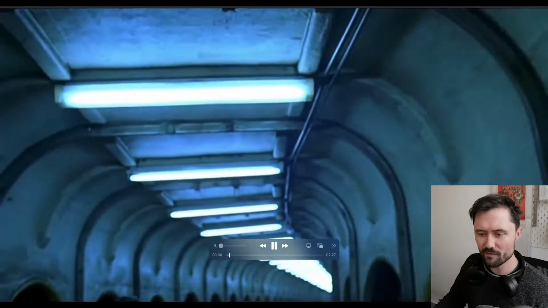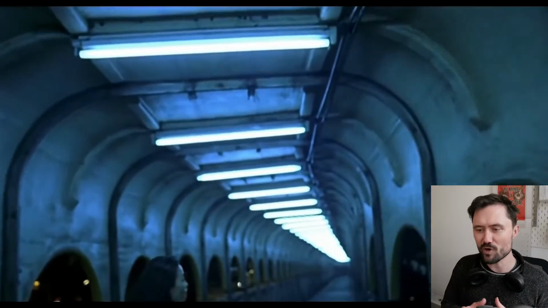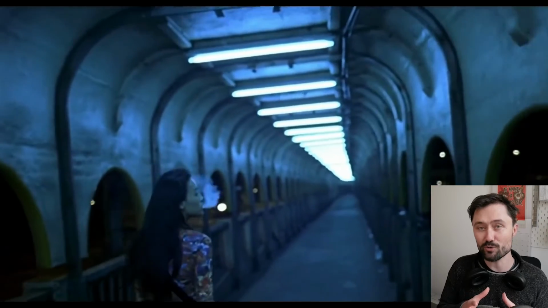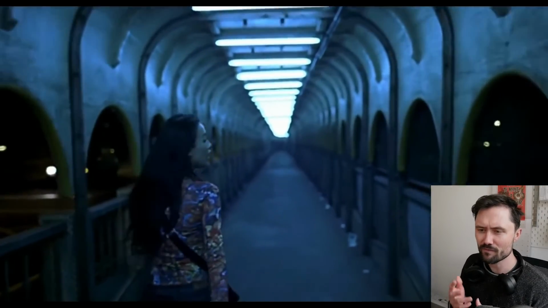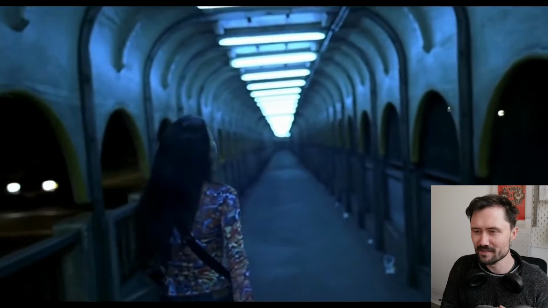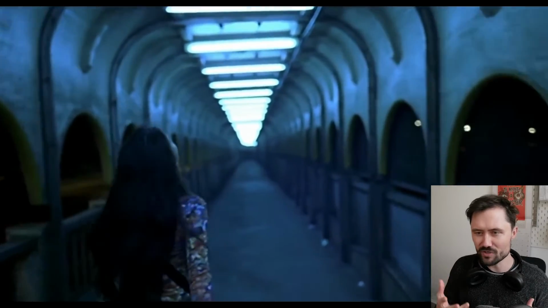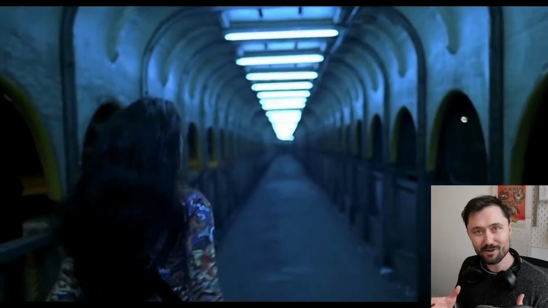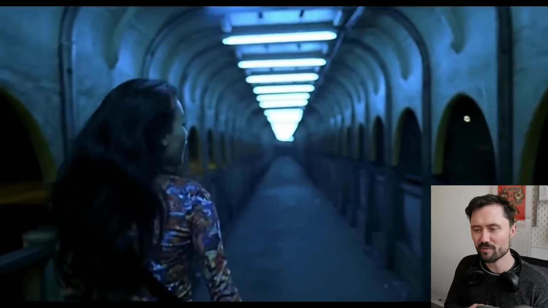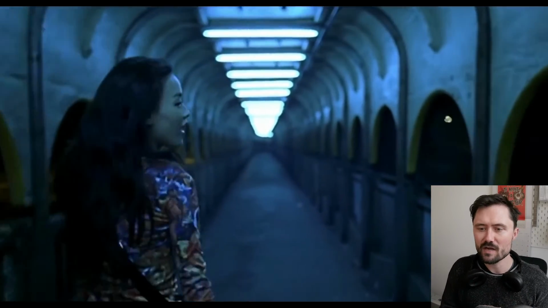So just thinking about the visuals of it, let's see what we can pick out as being significant. If we just look at this opening moment, you have these really aggressively blue strip lights, these fluorescents, floating above the main character, and they're flickering because this is shot in slow motion. So everything is moving not that slowly. I think it's about half speed or maybe even three quarters speed.